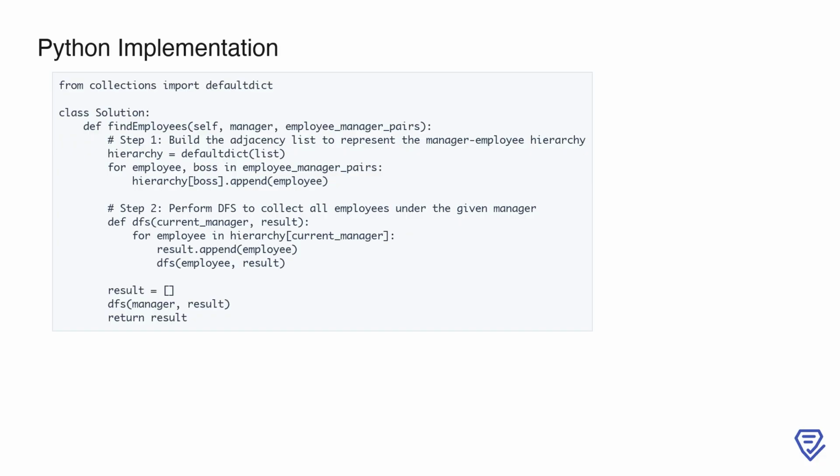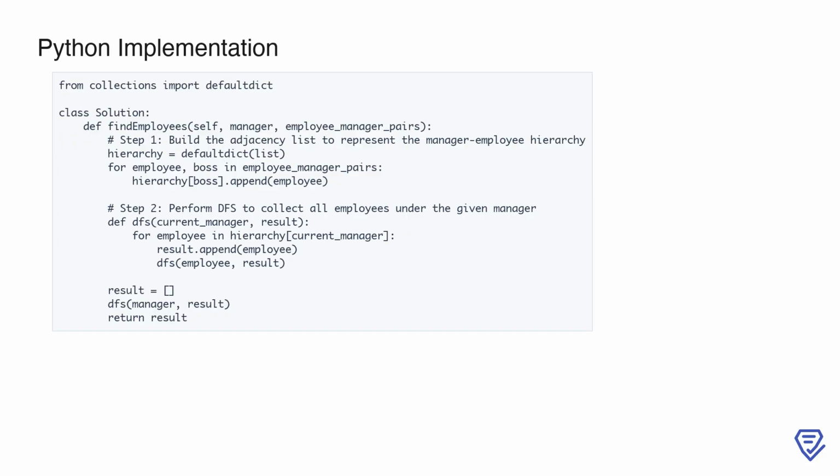This implementation solves the problem of finding all employees who directly or indirectly report to a given manager. The code begins by importing defaultdict from the collections module, which helps in creating a dictionary to store the manager-employee relationships efficiently. The findEmployees method is the main function. It takes two inputs: manager, the ID of the manager whose reporting hierarchy we need to determine, and employee_manager_pairs, a list of tuples where each tuple represents an employee and their direct manager.